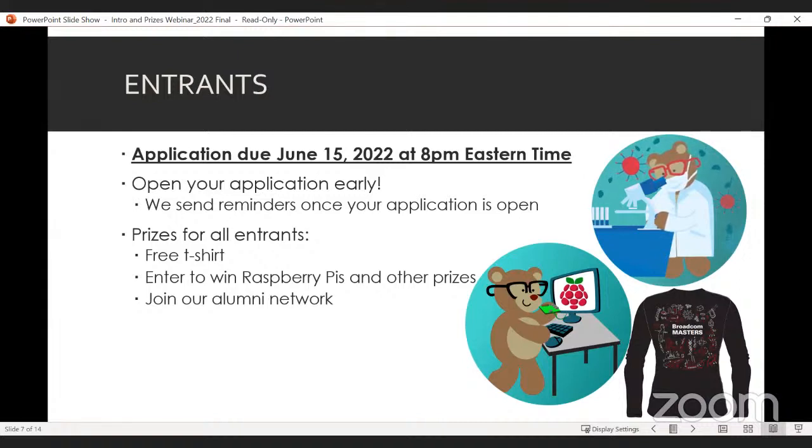Submitting your application is a huge step. We know the application does require some work, and you are sharing your awesome research projects with us that you have worked so hard to accomplish. To award you for that, all entrants receive a free t-shirt and are automatically entered to win prizes like a Raspberry Pi. Lastly, all entrants also join our alumni network. Our alumni are invited to attend special events hosted by the Society and receive other cool opportunities where you can meet peers who share your interests in STEM all across the country.